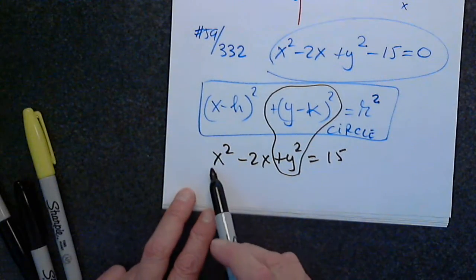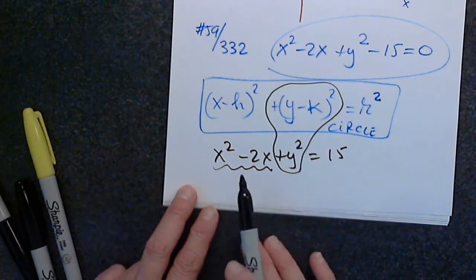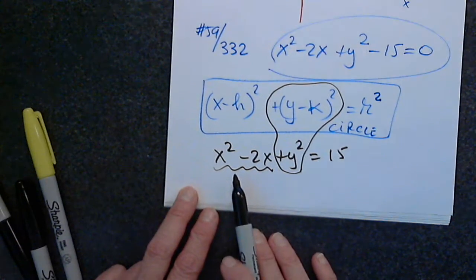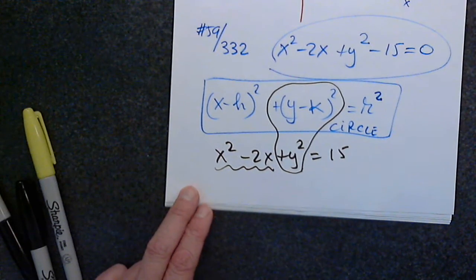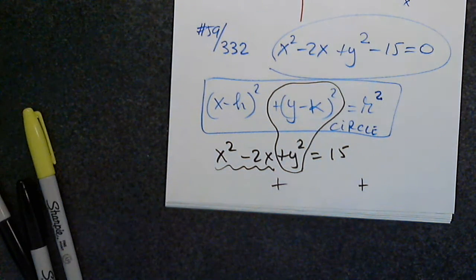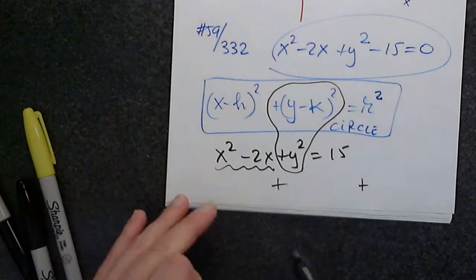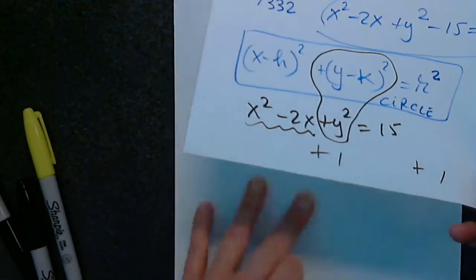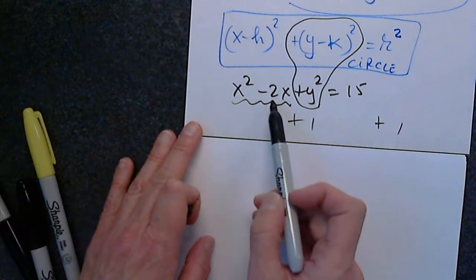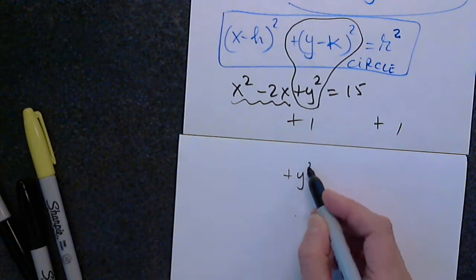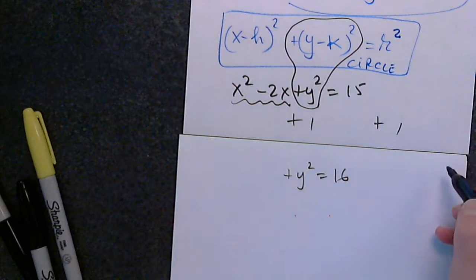Good. But I have to work on this, and I know that I can complete the square. X squared minus 2x needs a third term that I will have to add to both sides. Middle coefficient, we divide that by 2. We get -1. We square -1 and get 1. And that is the number that we have to add to both sides. So then, what does x squared minus 2x plus 1 represent? And 15 plus 1 is 16.